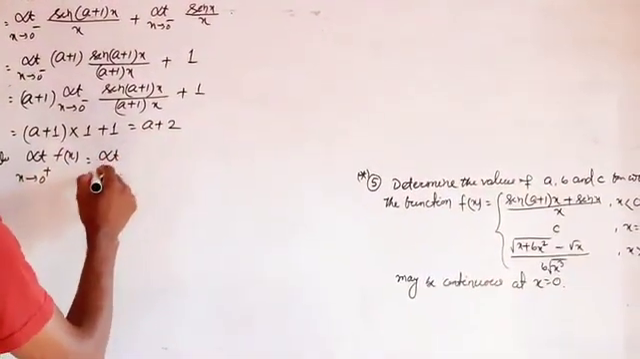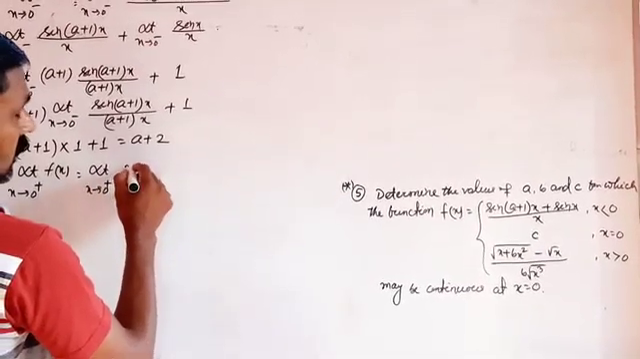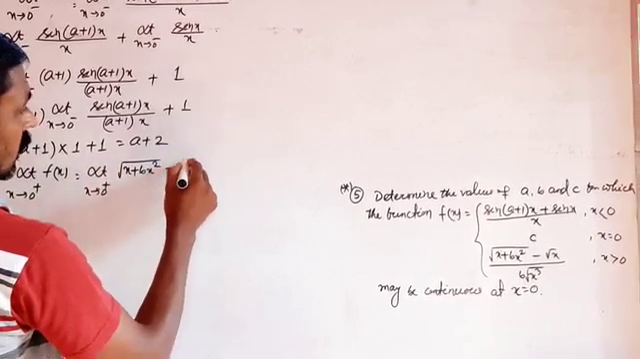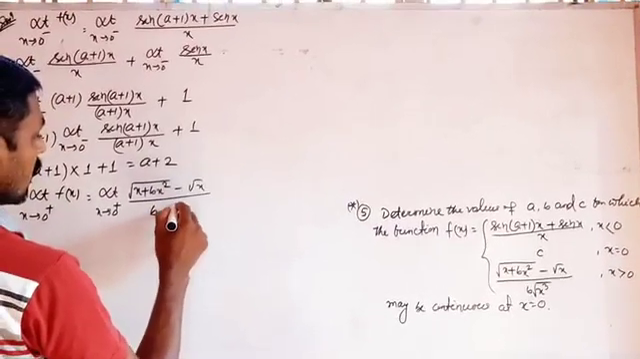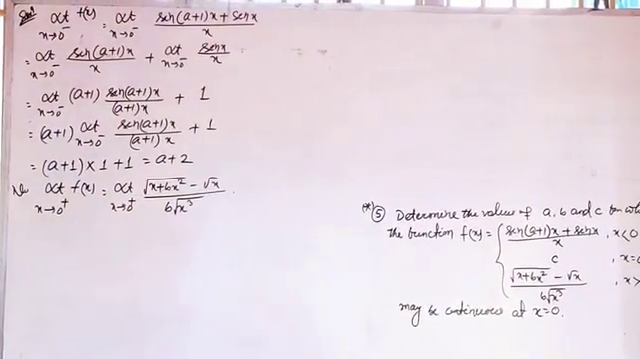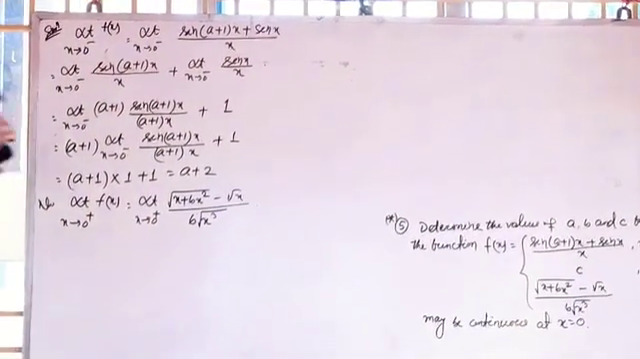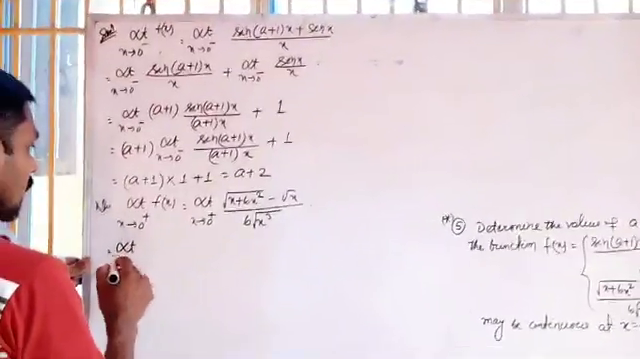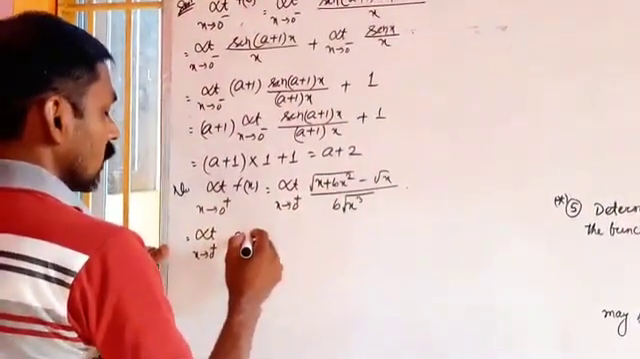Now here, limit x tends to 0 plus, it is root of x plus px square, over minus root x by b x cube root. Now students, if you observe the numerator and denominator, what thing do you get in common? Root x. So first, here you take x common.